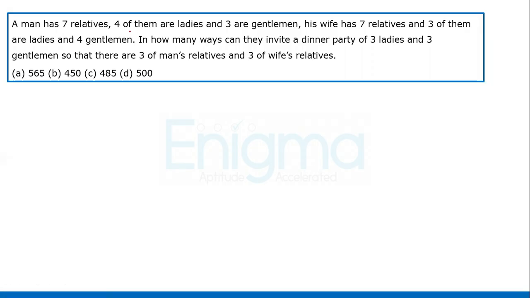A man has seven relatives, four of them are ladies and three are gentlemen. His wife has seven relatives, and three of them are ladies and four gentlemen. In how many ways can they invite a dinner party of three ladies and three gentlemen so that there are three of man's relatives and three of wife's relatives?